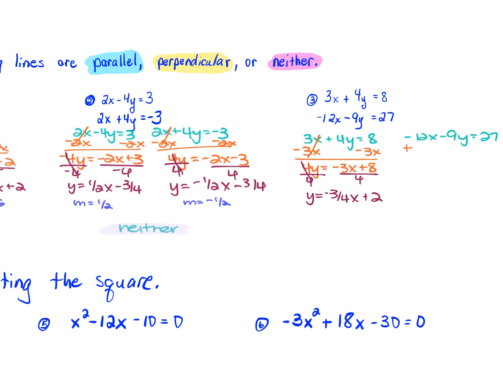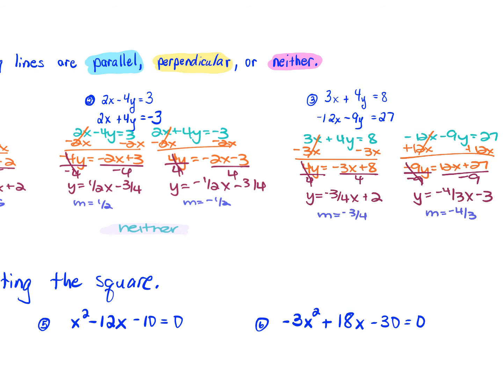For the other one, we're going to add 12x to both sides. So we have negative 9y is equal to 12x plus 27. Then we divide by negative 9 on both sides. So this gives us y is equal to negative 4/3 x minus 3. The two slopes that we have are negative 3/4 and negative 4/3. So these are reciprocals of one another, but not opposites. So because that is the case, then these are neither as well.